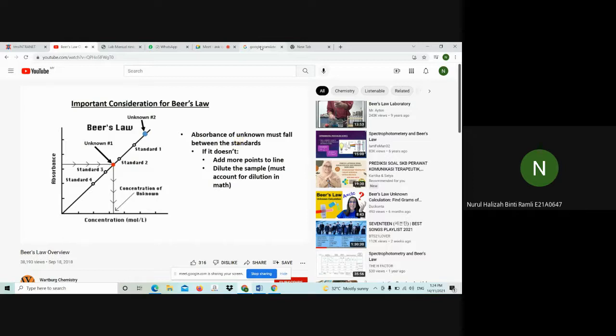So in this case, where my mouse is indicating between standard 1 and standard 4, that's where all of our unknowns have to fall. If they're outside of that range, we need to do some adjustment. If it doesn't fall in the range of our standards, one fix is to add more points to the line. Make a more concentrated or more dilute standard just to get it on the line.